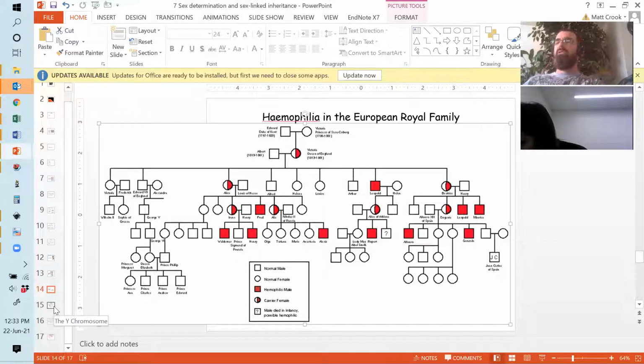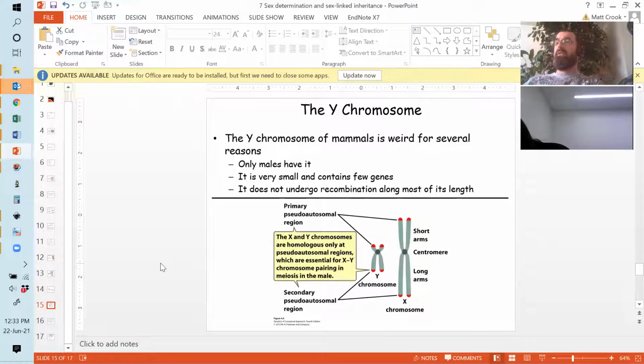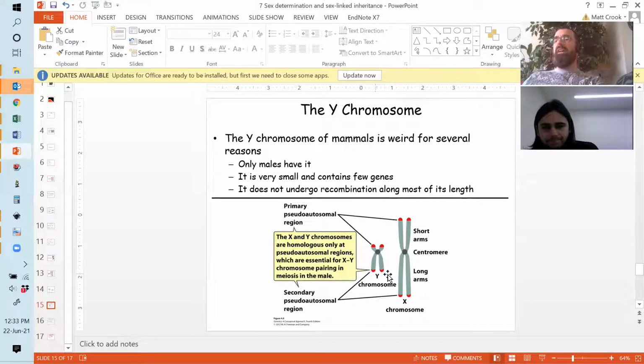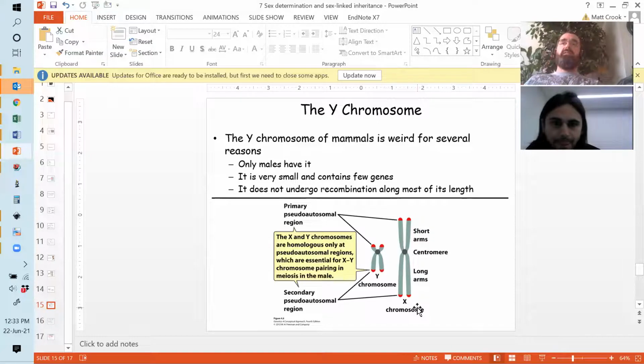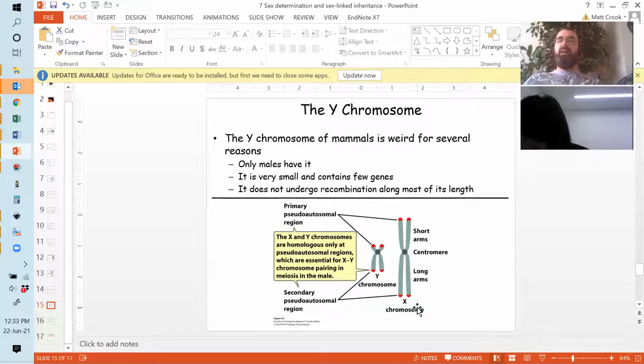Okay, so just to wrap up this little branch of oddities, just a little bit about the Y chromosome. The Y chromosome is super odd. There are very few genes on it. It's very small, really small compared to the X chromosome. And it doesn't undergo recombination, because what would you recombine with, right? You cannot undergo recombination between the X and the Y because they're vastly different in size. But they need to stick together during mitosis and meiosis, so you get normal segregation.